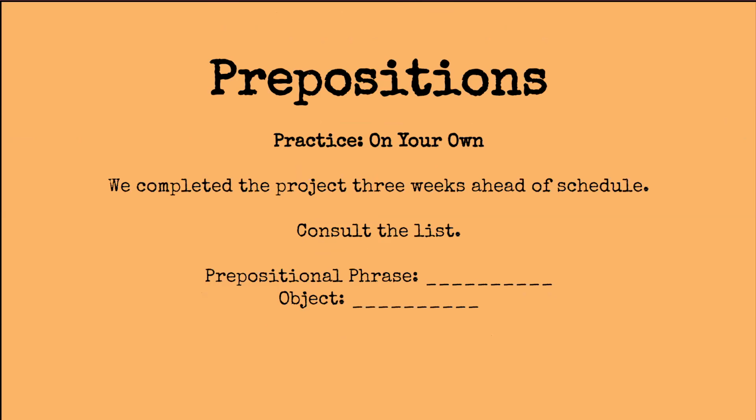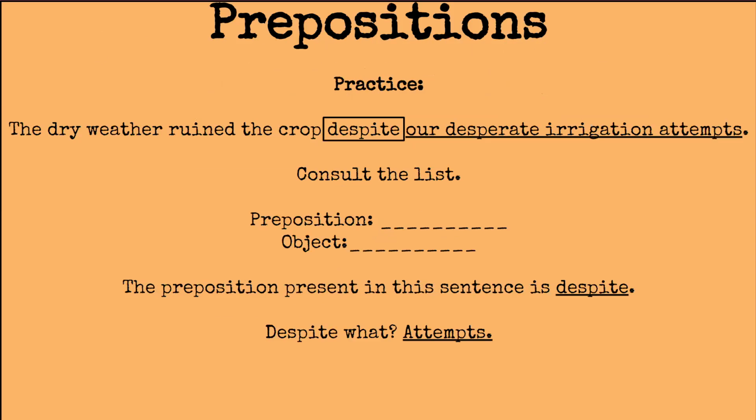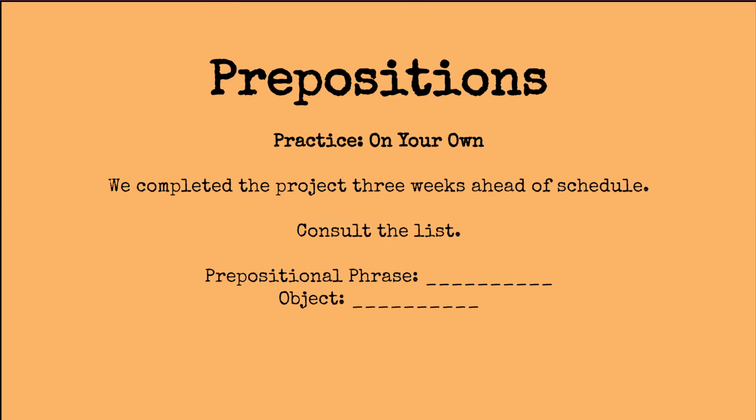We completed the project 3 weeks ahead of schedule. Again, consult the list. So look at the sentence again, and I'll go back to the list. We completed the project 3 weeks ahead of schedule. And you see here that I'm asking for a prepositional phrase, so I will go back to the phrases. Go ahead and take a look at those phrases, and then define what the prepositional phrase is and what the object is of that prepositional phrase.